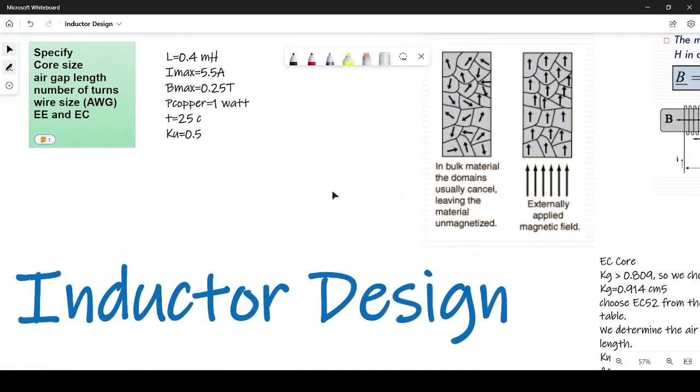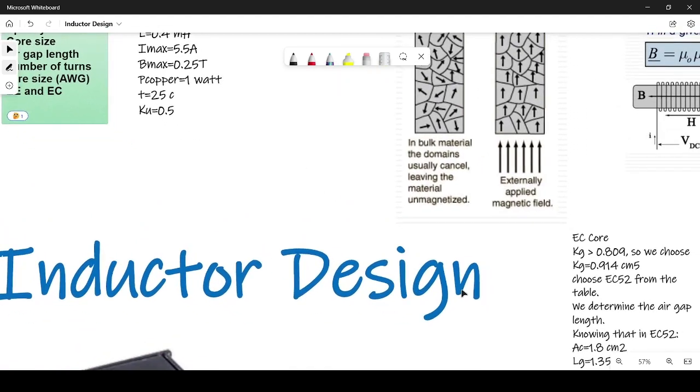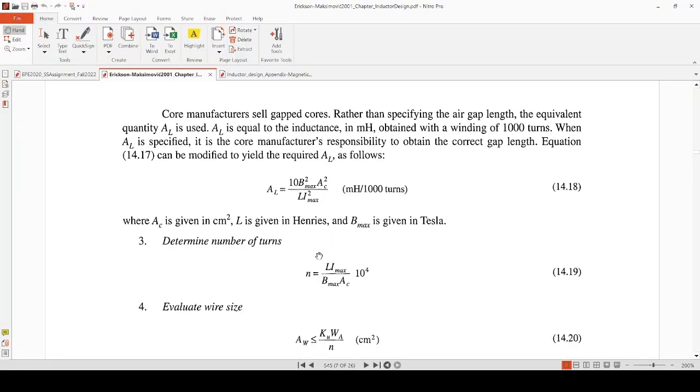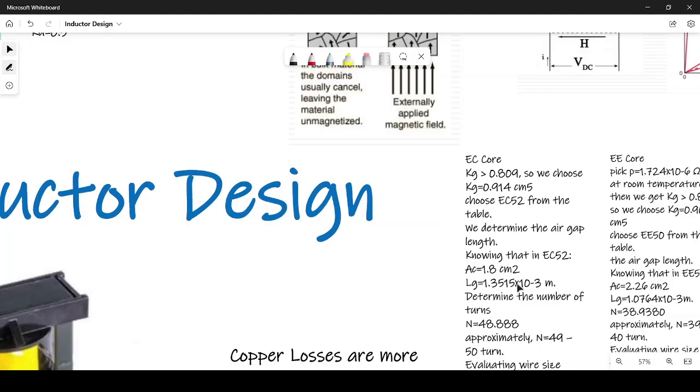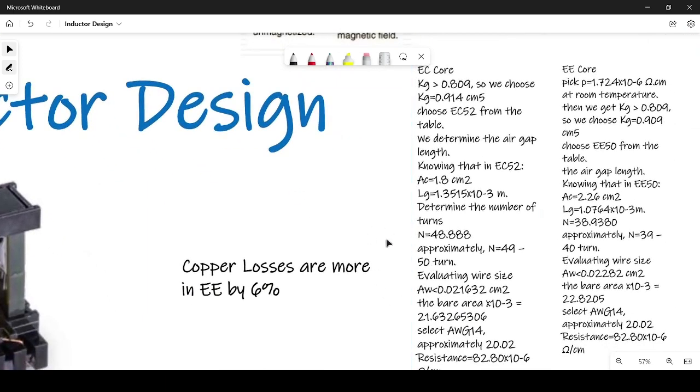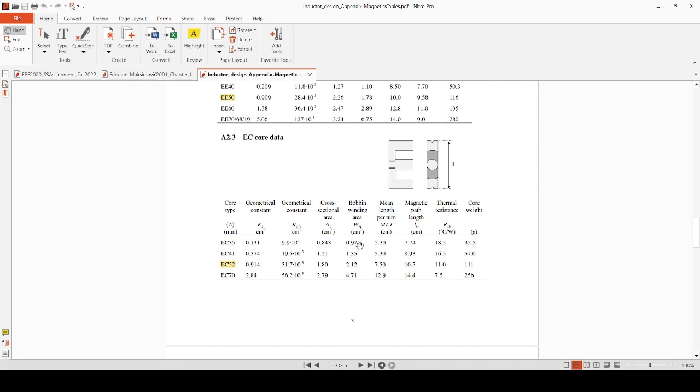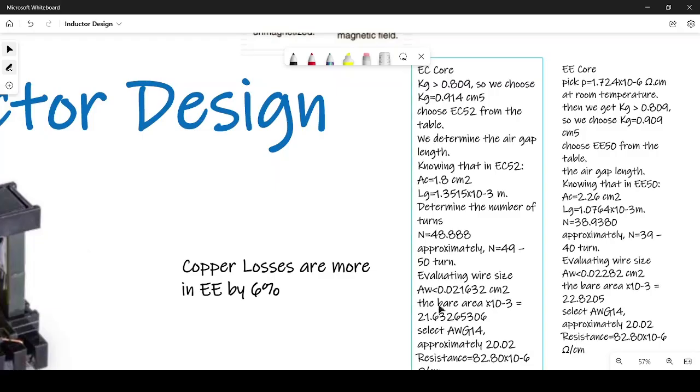We want to determine the number of turns. To calculate the number of turns, we have to substitute in this equation, having the number to be 48, or we can say approximately 49 or 50. To evaluate the wire size, we also substitute once again in this inequality. With KU, we have it 0.5, and WA is 2.12. And get our values, check on this value, multiply it by 1000, get 21.63.